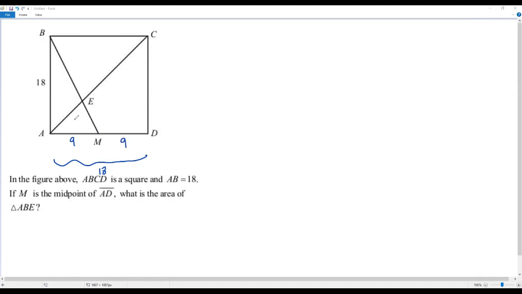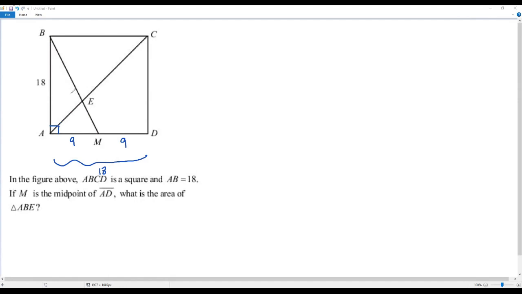Here at each vertex of a square we'll have a right angle. So we can consider the right angle we have over here. Now let's consider the right triangle ABM. For this right triangle ABM, we can consider this line segment AM as a base and this AB as height. Using this height and base, we'll be able to get the area of this right triangle ABM. Once I get the area of this right triangle ABM, I can get the area of this triangle AEM. Now, we can subtract the area of this triangle AEM from the area of the right triangle ABM to get the area of the required triangle, that is ABE.